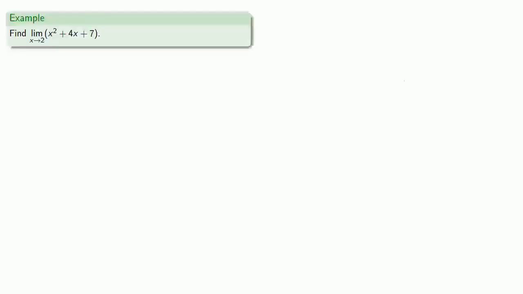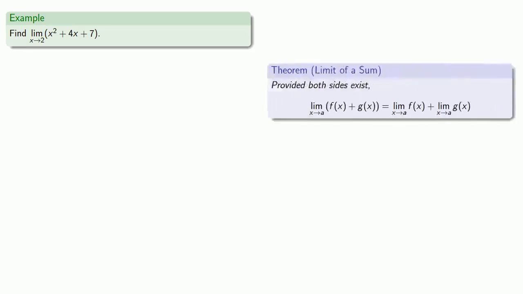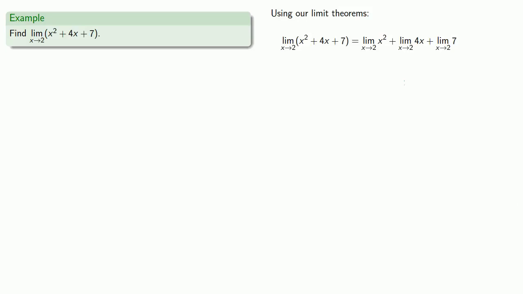Now, it might not be obvious why this is such a big deal, but let's consider the problem of finding the limit as x approaches 2 of x squared plus 4x plus 7. Since our expression is a sum, then we can use the theorem regarding the limit of a sum and break it apart as the limit as x approaches 2 of x squared plus the limit of 4x plus the limit of 7.